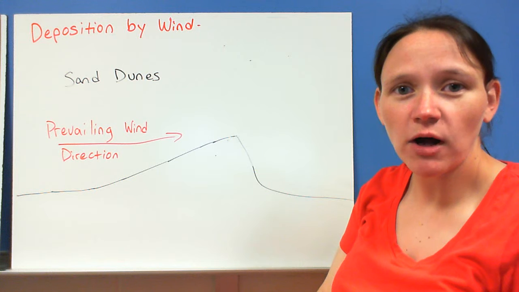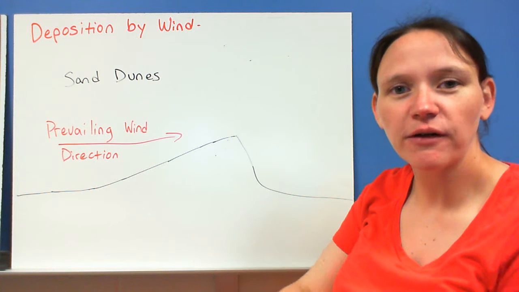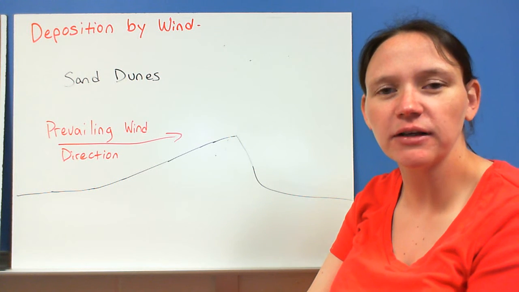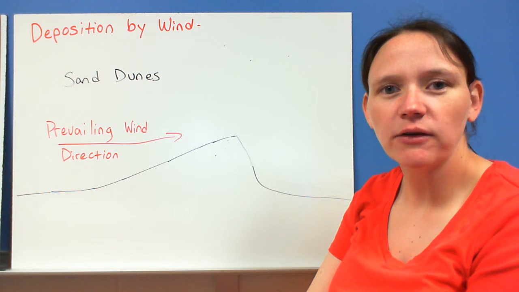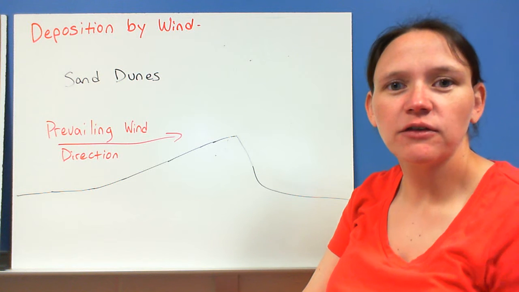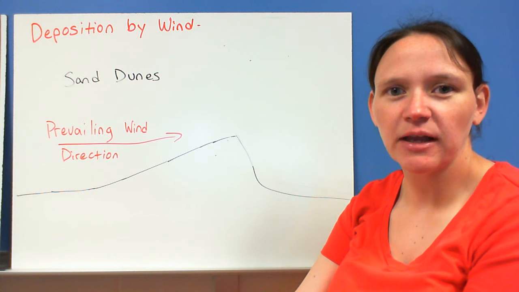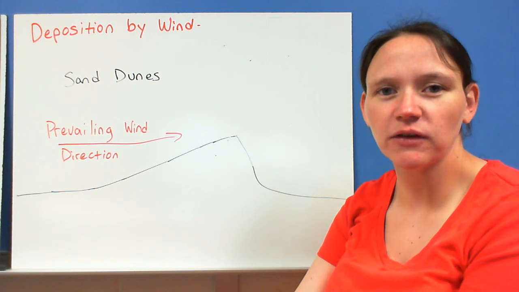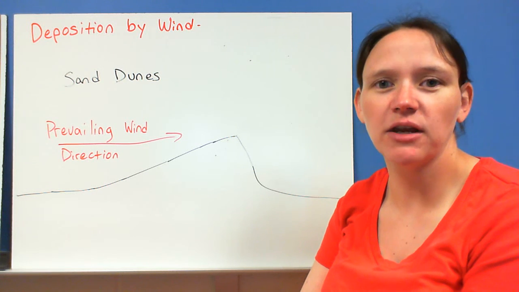So we've got water, wind, and I also have talked a little bit about glaciers. Glaciers, like I said before, are going to deposit sediment randomly. And there's going to be some more information coming later that will talk about specifics of glaciers and some different formations that they create as well.